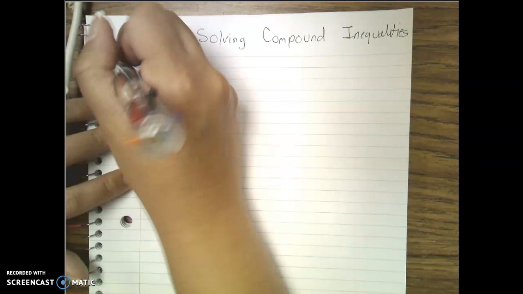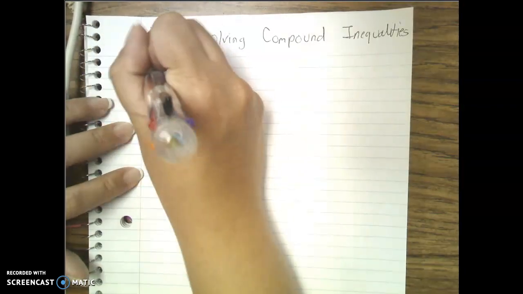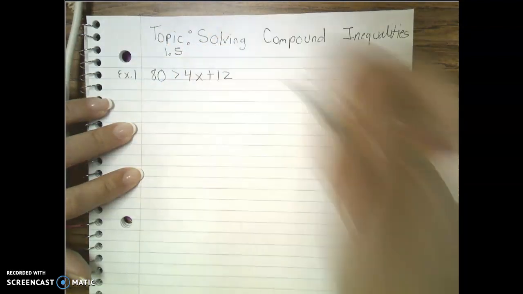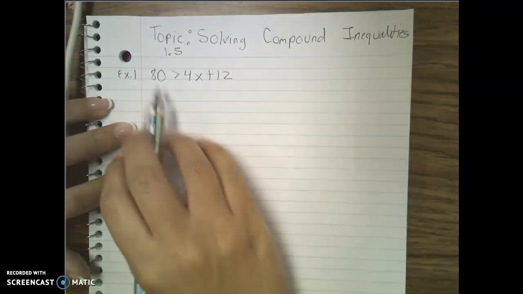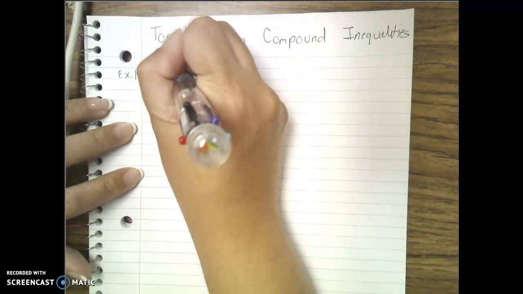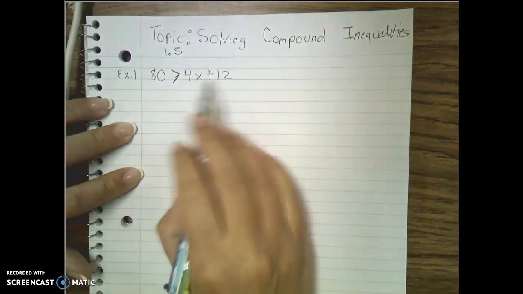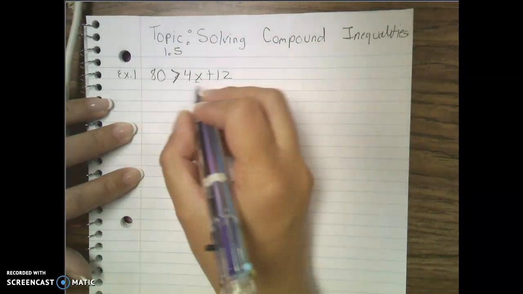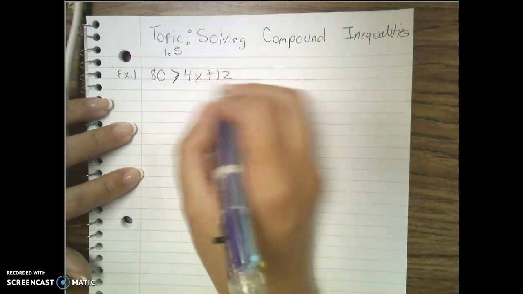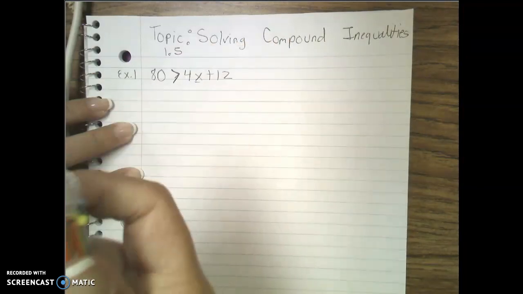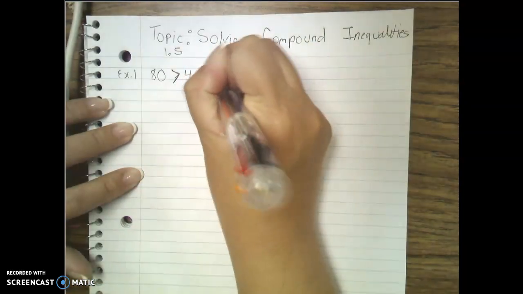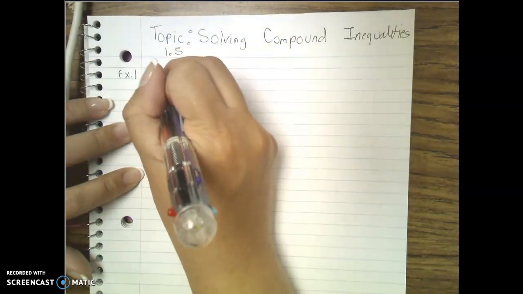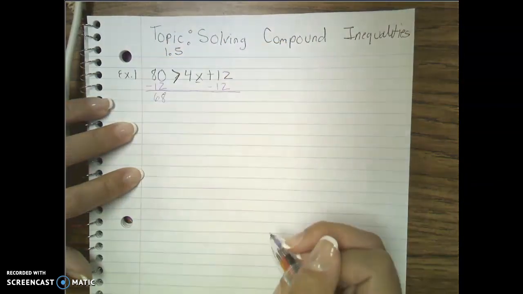Okay, so let's go back and recall from Algebra 1 when we had an inequality like this. We have 80 is greater than 4x plus 12. Well, we're trying to get this x term by itself, so we have to move whatever's outside of this x term. So there's this plus 12. So we have to subtract 12 from both sides. So 80 minus 12 is 68.